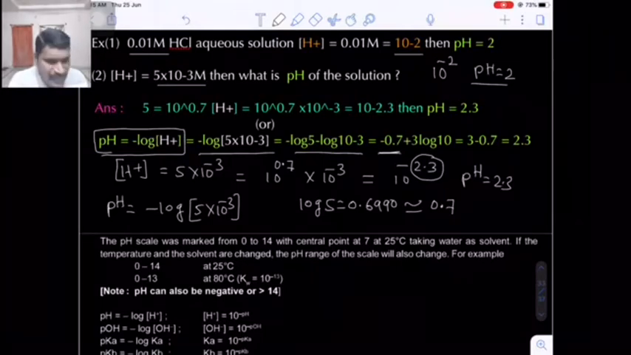Now log x to the power n is n log x, so minus 3 will come to the front, and minus of minus becomes plus. So 3 into log 10. Log 10 value is 1. So we have to remember at least log 1 to 10 values, so that it is very easy to calculate the pH scale. Because in pH scale we have to compulsorily apply the negative logarithm of H plus ion concentration.